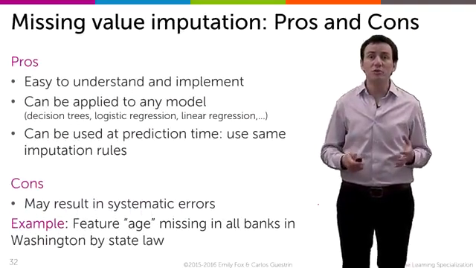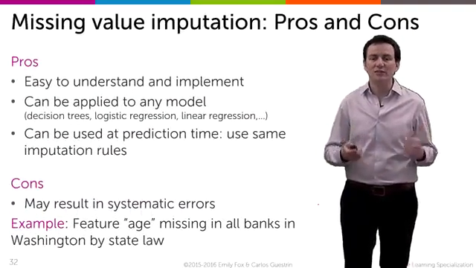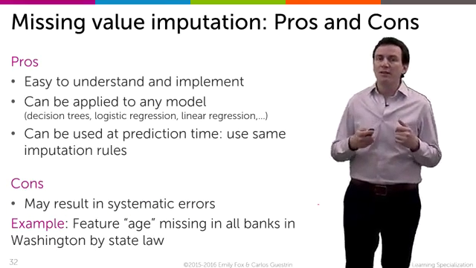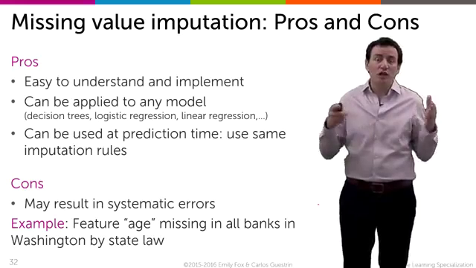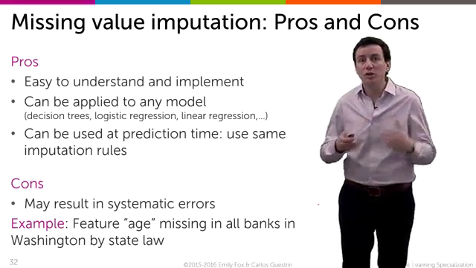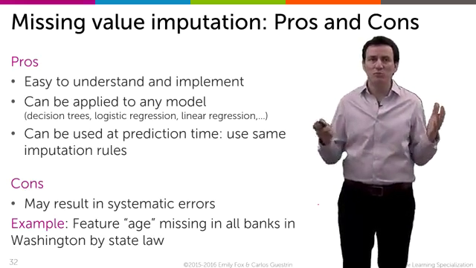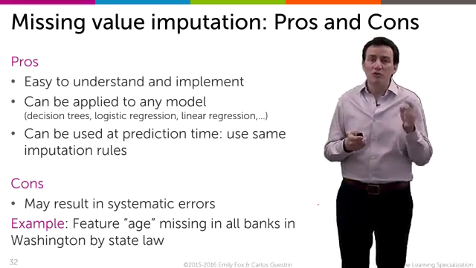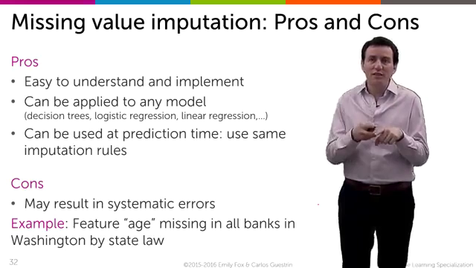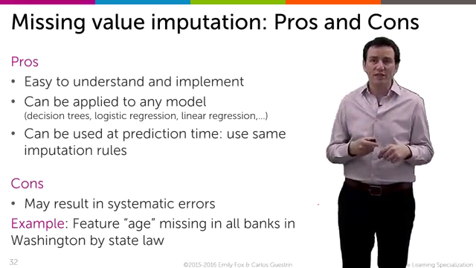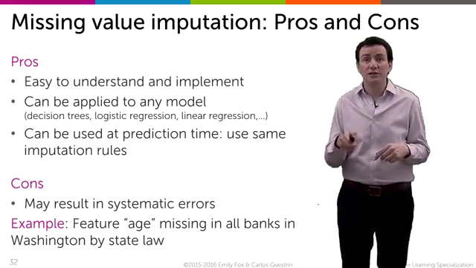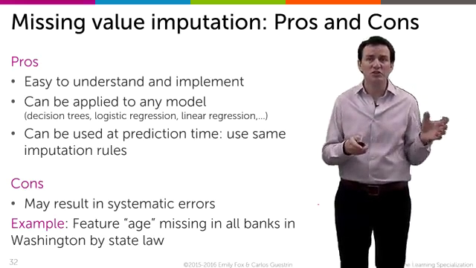Addressing missing data by imputation has advantages and disadvantages. It's easy to understand and implement. It can be applied to any model, because after you fill in your data, you just feed into whatever learning algorithm you have. You don't have to modify anything, so that's great. And it can be used in prediction time, because whenever you hit a question mark, you fill it in the same way that you did with your training data. So if you have a question mark for term, you just fill it in 3 years, 3-year loans, just like you did in the training data.